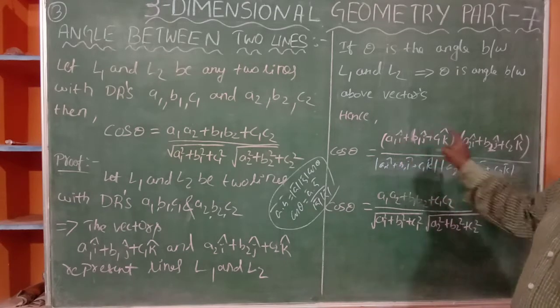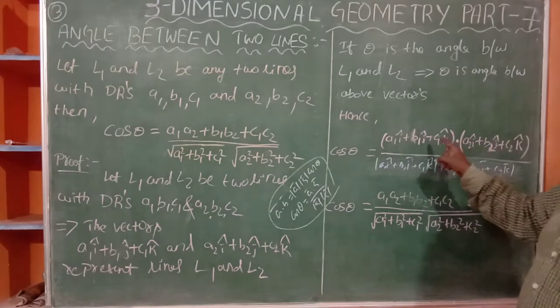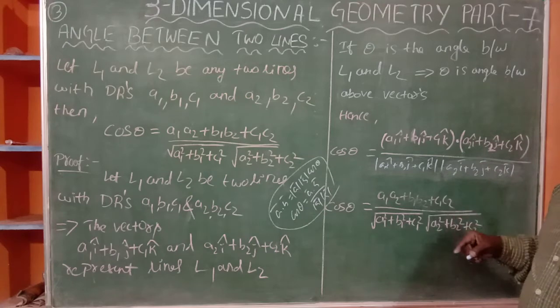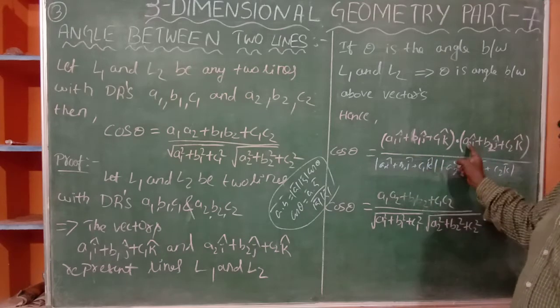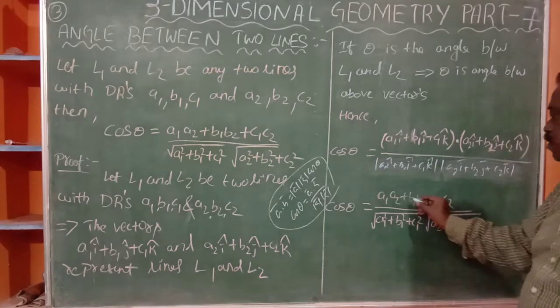Then I dot I will be there. So A1A2 plus B1B2, because I dot J, J dot K, they are 90 degrees, cos 90 is 0, it will not stand. So A1A2 plus B1B2 plus C1C2 is there. Okay, now?